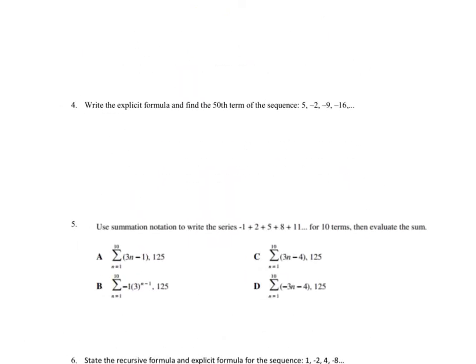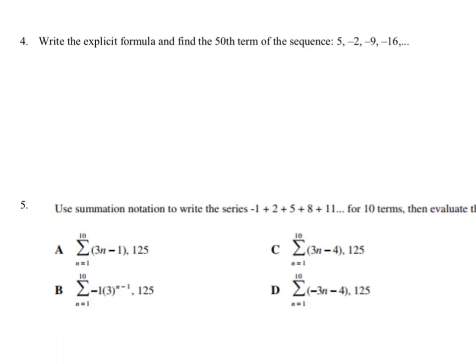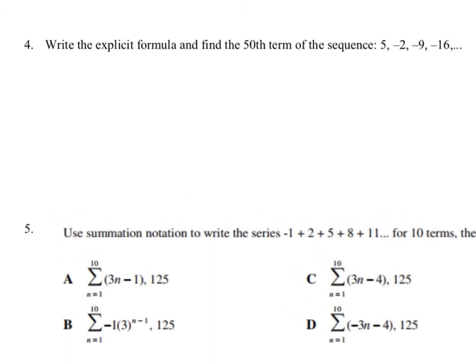Next question says, write the explicit formula and then find the 50th term. So first things first, you got to figure out what kind of sequence this is. The easiest way to do that is to mess with the numbers. So I'm going to do -2 minus 5, which is -7. And then I'll do it again, -9 minus -2, and that gets you -7 again. So I can see it's arithmetic. If this didn't work, I would have divided the two of these instead, but because I see that I am going down by 7, I already know that it's arithmetic.